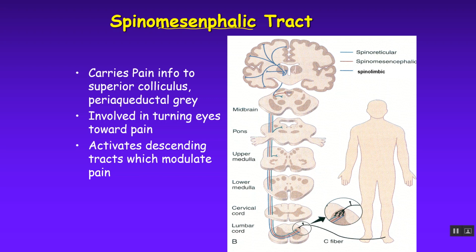What the spinomesencephalic tract does is the superior colliculus, if you remember, is a visual relay reflex center that, when you whack your hand, some of that information goes to that superior colliculus that makes you look. Before it even gets to your conscious awareness, your eyes are already turning to look for that danger. What caused that pain, okay?